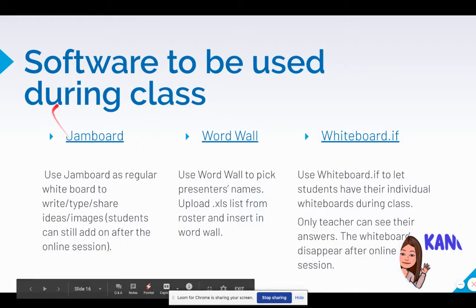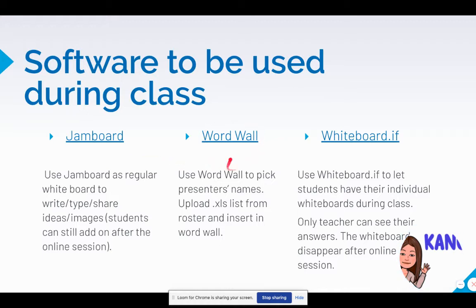During class, we use Jamboard, Wordwall, and Whiteboard. Why do I have three different kinds of whiteboard? Because they have different functions. Jamboard is just like a regular live whiteboard, and students can type and write and share their ideas and images. And Wordwall, I use this one to randomly pick a student's name. And this whiteboard is an individual little whiteboard.